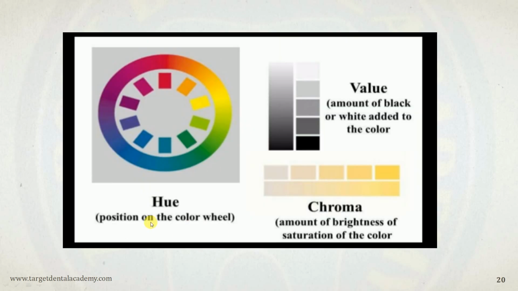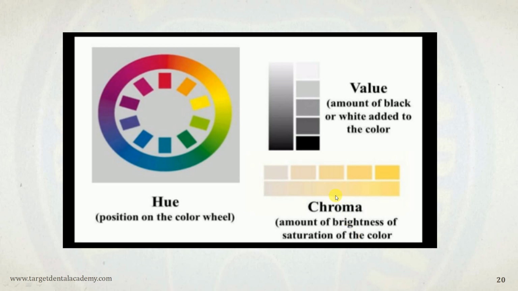These three, as you all know: hue is the position of the colors. For example, yellow, green, dark green, blue, violet, pink, red. Basically hue is your color. Value, I've already told you, is the amount of black or white added to the color. When you mix black color in your gray, you get the darker shade, which has a value of 0. And when you add more white into this gray color, it will get lightened, and the value is 10.